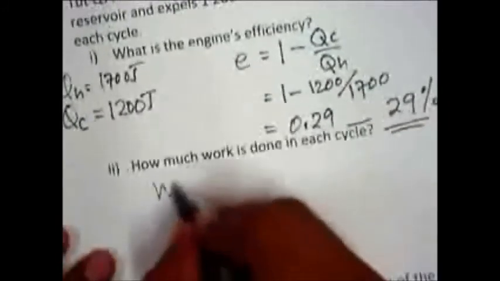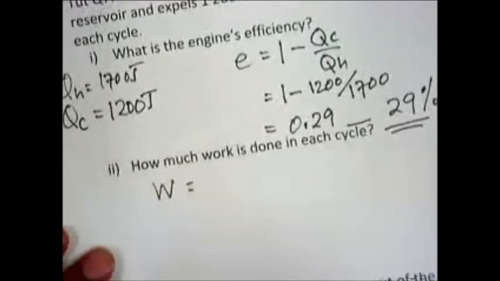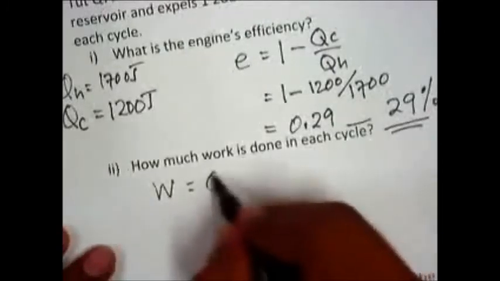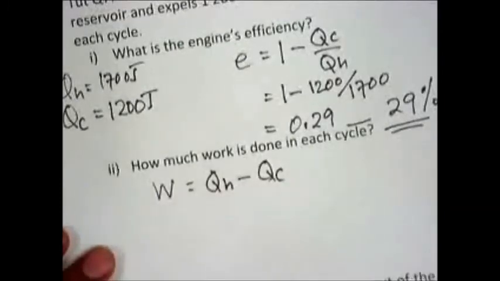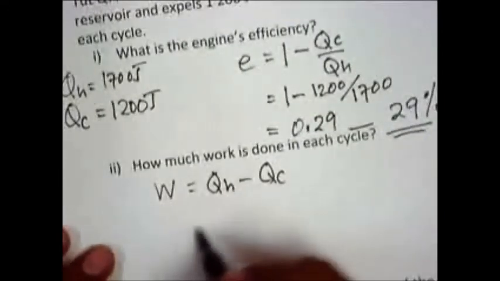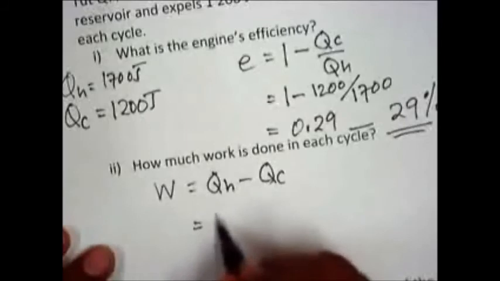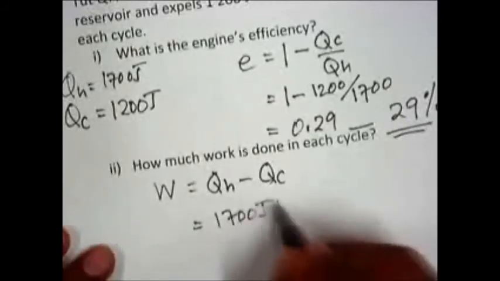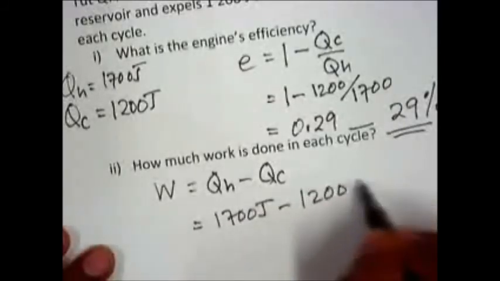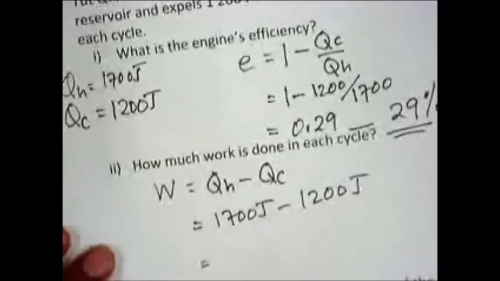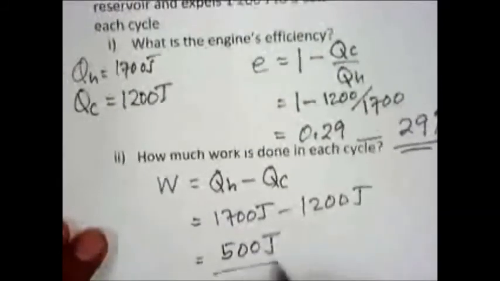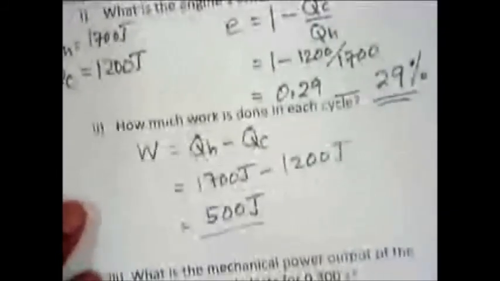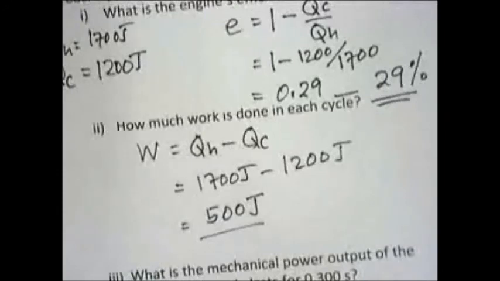Second part of the question says how much work is done in each cycle. So you know work done is equal to QH minus QC. So you can just use that because QH and QC is given. QH is 1700 minus 1200 joules. You get your work done. Okay, which is about what? 500 joules. So the amount of work done is equal to your 500 joules.